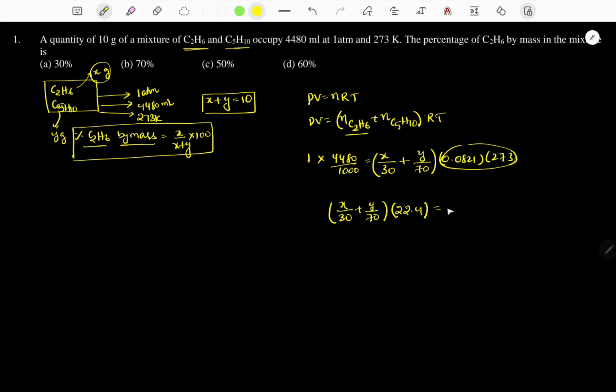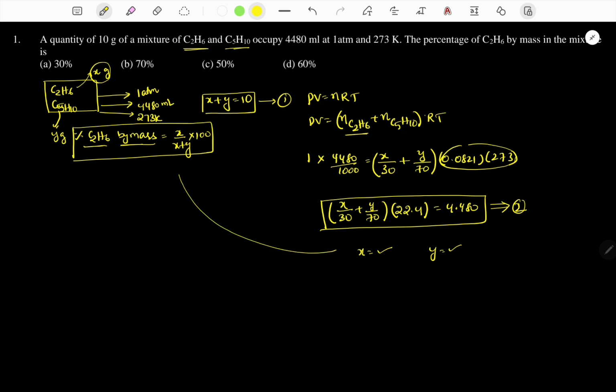equal to 4.480. So this is the second equation, and it is the first equation. On solving these two, we get X value and Y value. Finally, we get the corresponding X by X plus Y into 100, and the value is 30%. The answer is 30%.